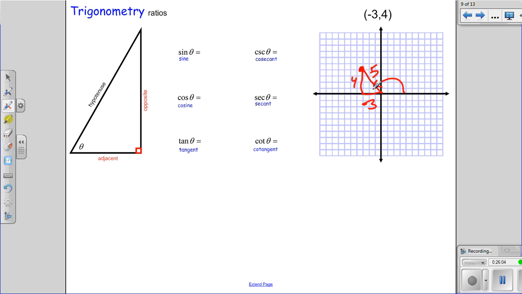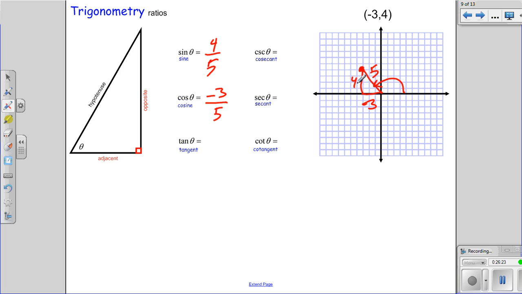So let's go ahead and take a look here at what's going on. So sine is opposite over hypotenuse, so that's going to be 4/5. And then cosine is adjacent over hypotenuse. So again, we carried a sign, so it's -3 over 5. So that tells you what quadrant we're in by doing that.